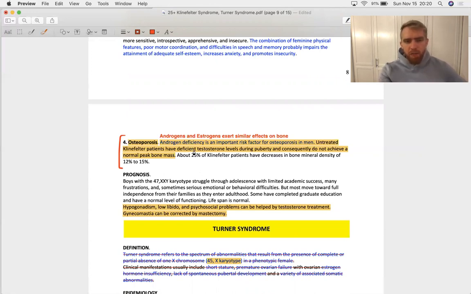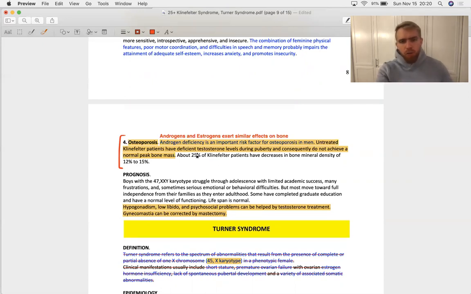And this is because testosterone exerts a very similar effect on bones to estrogens. So estrogens are very protective to bones. We know that they activate osteoblasts and they tell osteoclasts to kind of cool it a little bit. So androgens do something very, very similar. Androgens and estrogens are very similarly shaped.